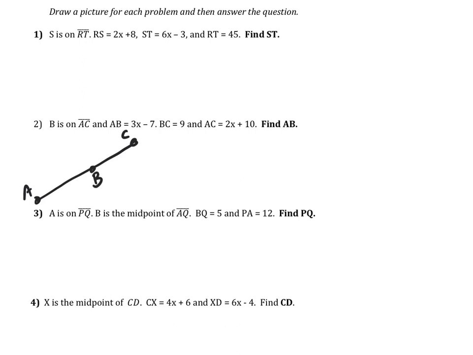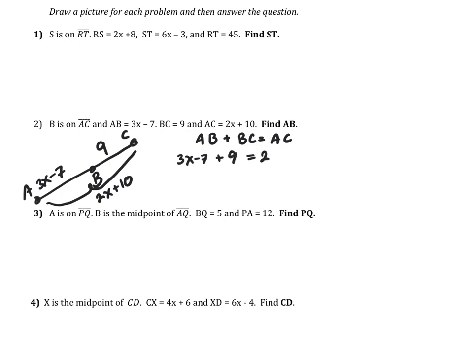All right, and it says AB is 3x minus 7, BC is 9, and the large segment, AC, is 2x plus 10. This is slightly different because our large segment is no longer our integer value. It's now an expression. So let's set this up. We know that AB plus BC equals AC, and we're going to substitute in 3x minus 7 plus 9 equals 2x plus 10. And we're going to solve this for x.